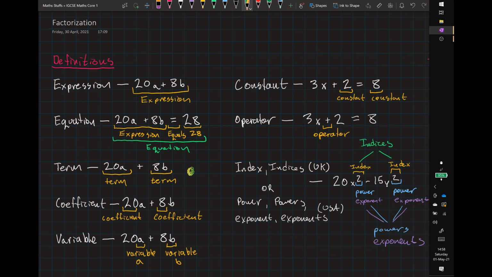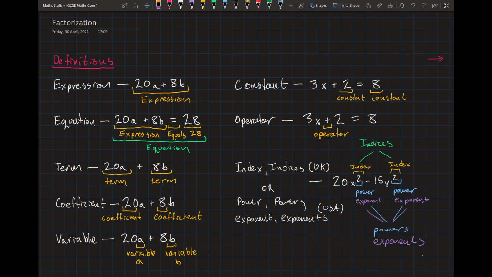Alright, now, within those terms, each of them has a coefficient. So in the case of the term 20a, the coefficient is 20. This is just the number that we're multiplying a by. So this means we have 20 a's. The coefficient of the term 8b is 8. So that means we have 8 b's, 8 times b.